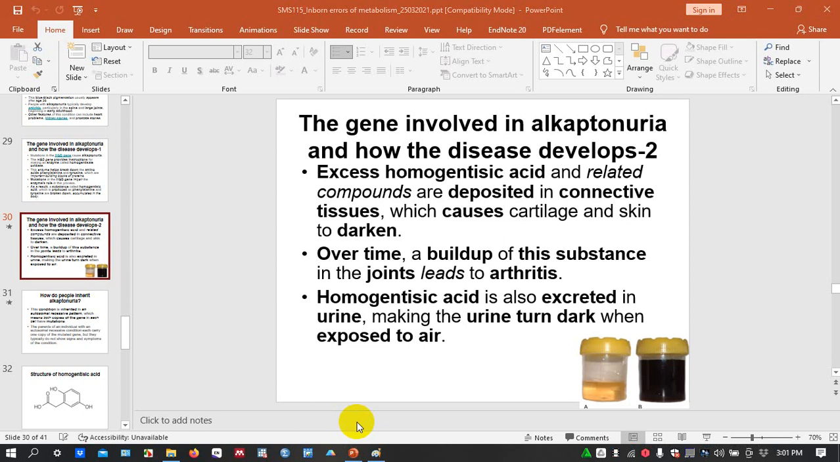So excess homogentisic acid and related compounds are deposited in connective tissues, which causes cartilage and skin to darken. Over time, a buildup of this substance in the joints leads to arthritis. Homogentisic acid is also excreted in urine, making the urine turn dark when exposed to air. So you see, abnormalities in phenylalanine and tyrosine metabolism lead to this dark urine.